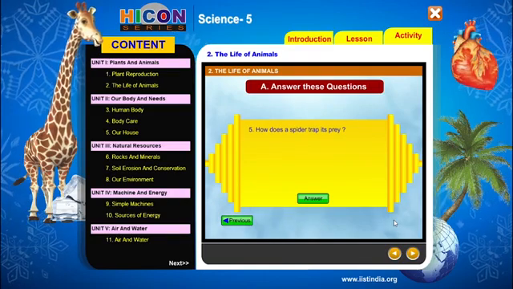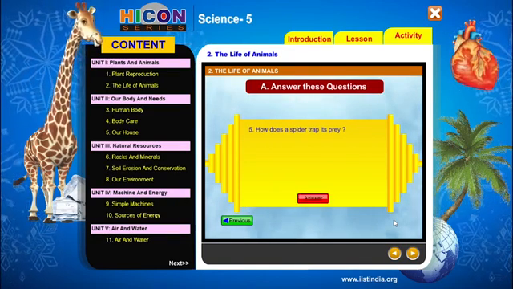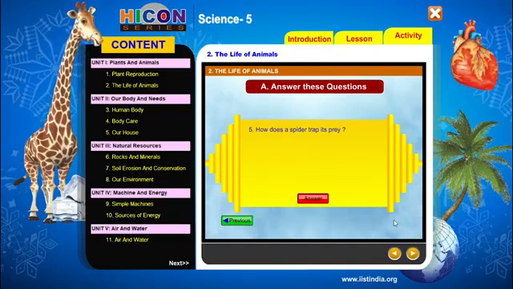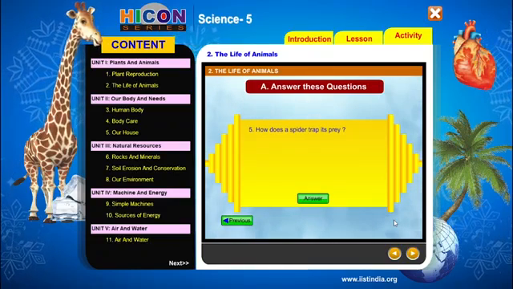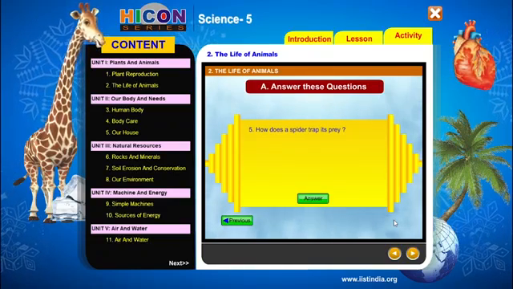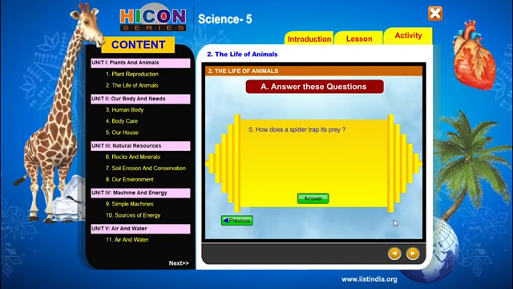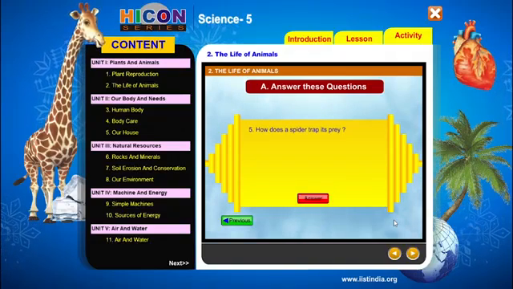How does a spider trap its prey? Children, how does a spider trap its prey? Spider is also an insectivore. A spider also eats insects like a frog. That's why spider also belongs to insectivores. So now, how does a spider trap its prey? See the answer for this question.